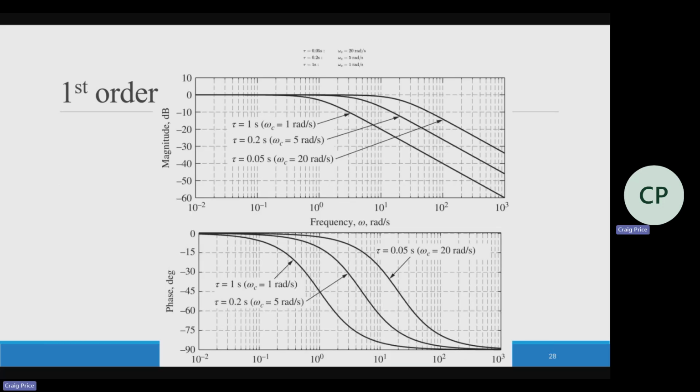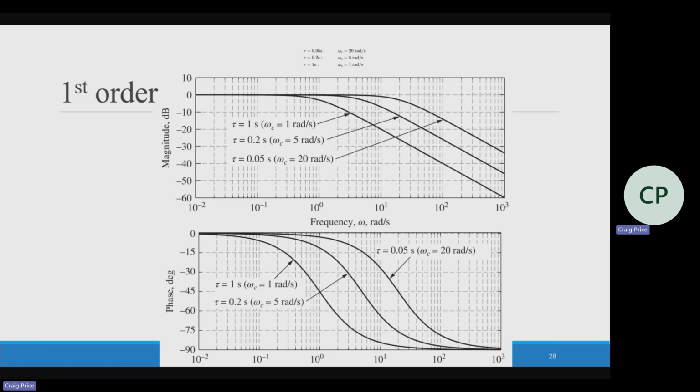When it comes to where the frequency is, that's all based on tau. So if I have a high tau, that's going to shift it to the right. If I have a low tau, it's going to shift it to the left. And we see that also affects the phase angle, right? That's going to shift along with the magnitude. So really the two things for first order are DC gain K and tau, the time constant. That's affecting where these graphs are.